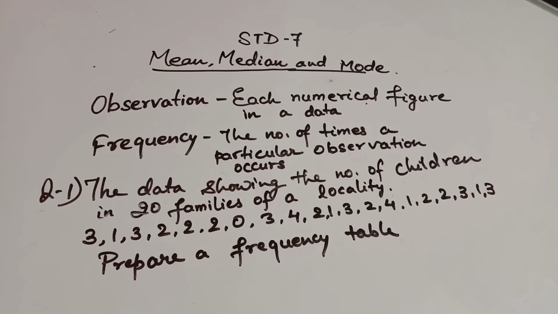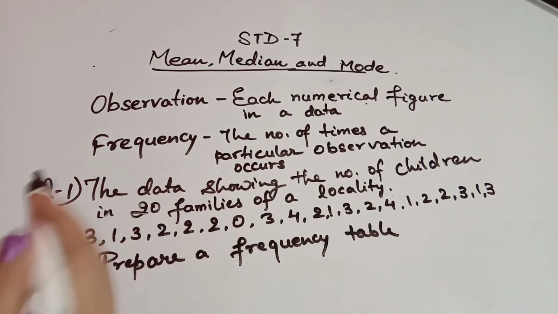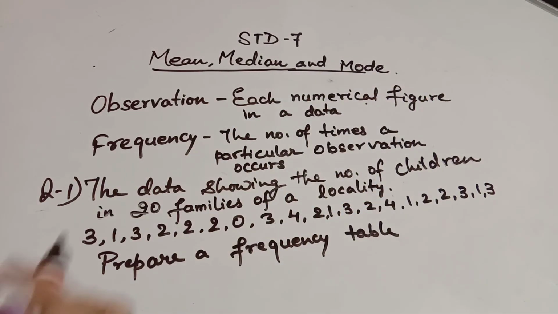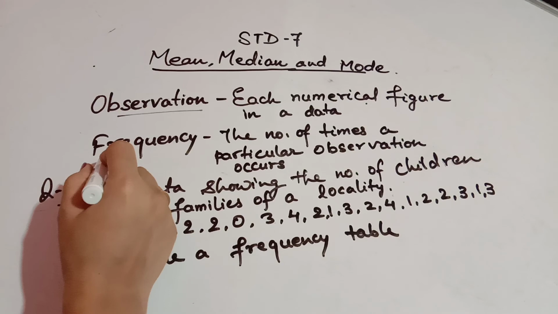Students, the topic of today's video is mean, median, mode for standard 7, collection and organization of data from the RS Agrawal book. First you have to understand two basic things: what is observation and what is frequency. Each numerical figure, meaning each number in your data, is known as an observation, and how many times that particular observation comes is the frequency.